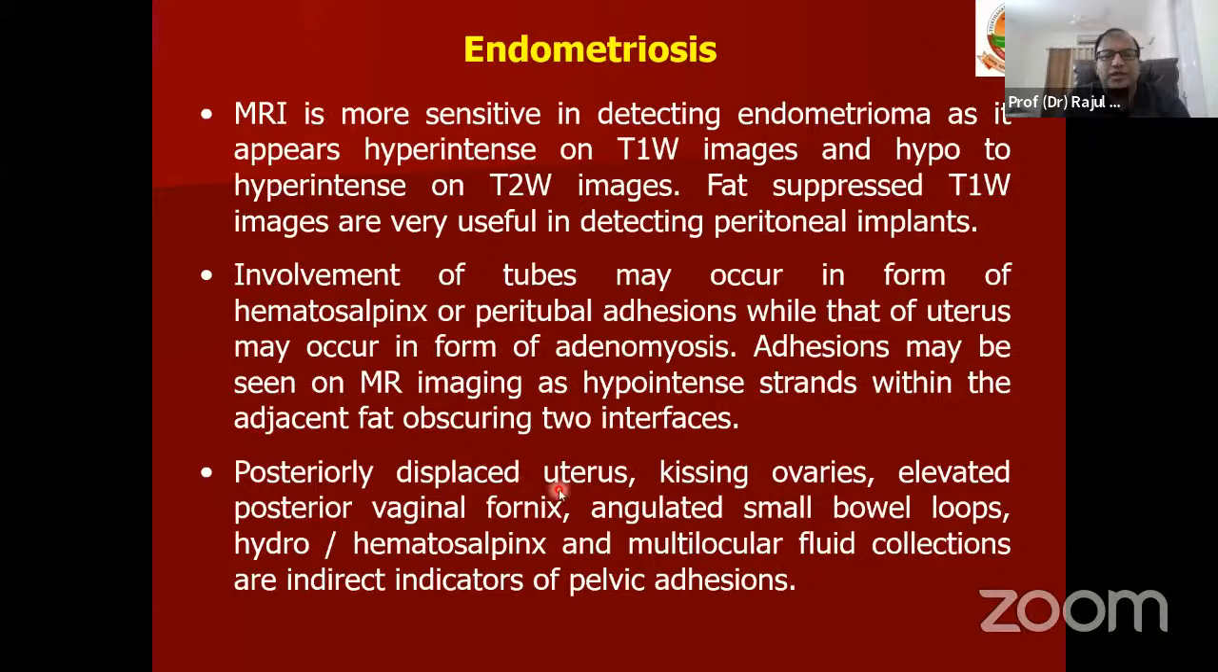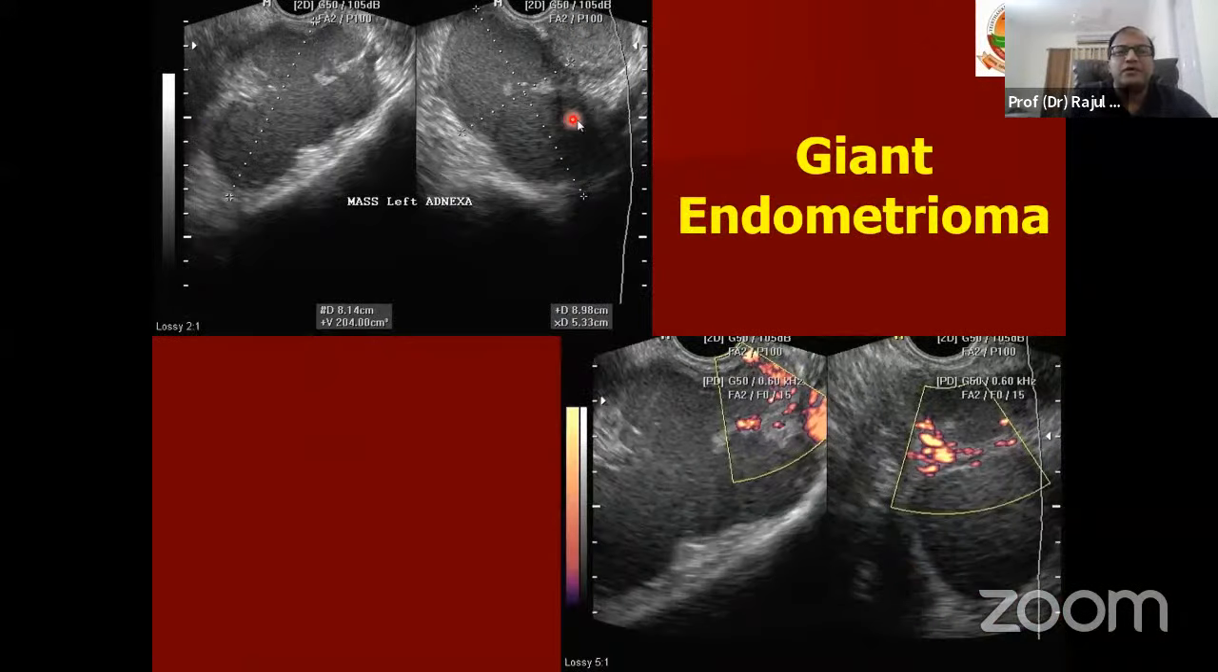So a posteriorly displaced or pulled up uterus, presence of kissing ovaries, elevated posterior vaginal fornix, angulated small bowel loops, presence of hydrosalpinx or hematosalpinx, and multilocular fluid collections are indirect indicators of pelvic adhesion. So all these can be a part of the endometriosis.